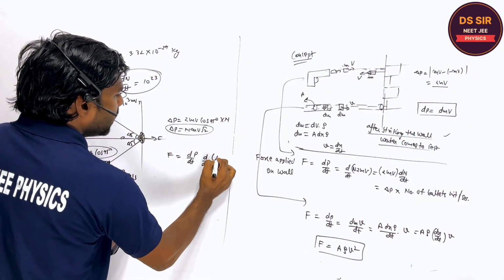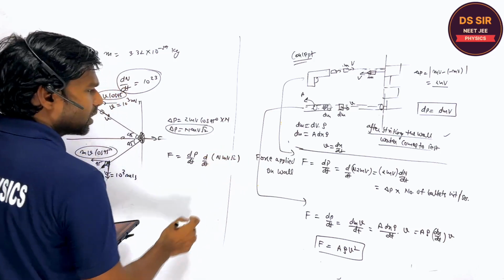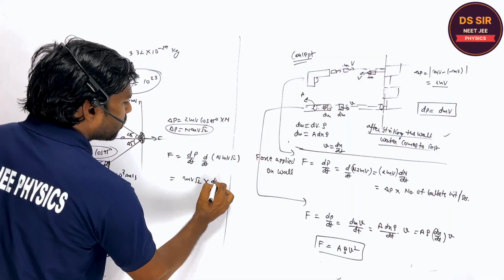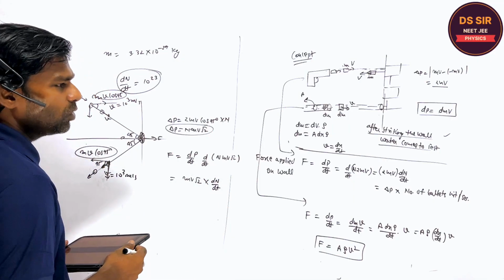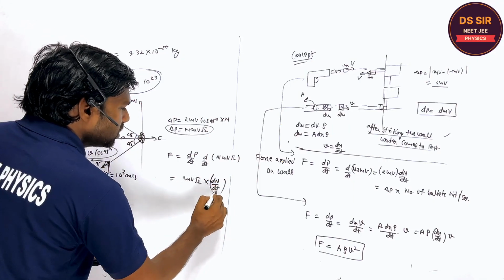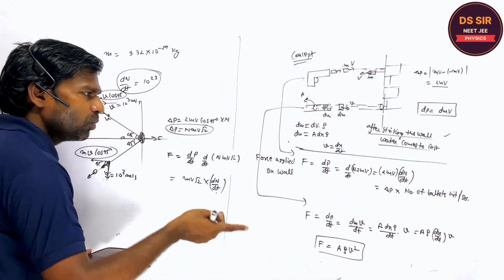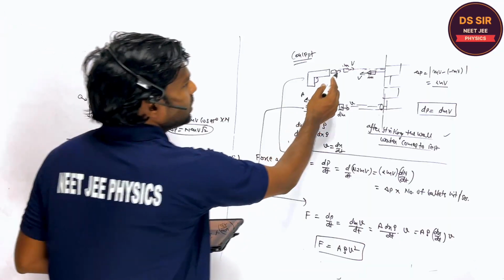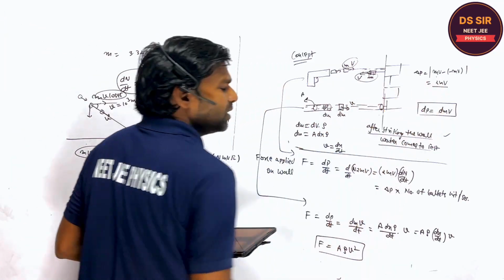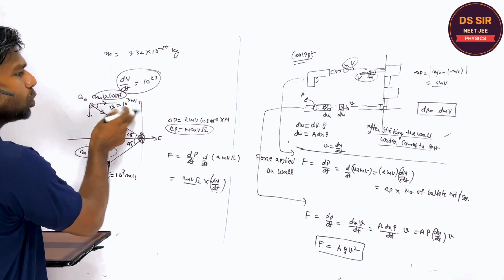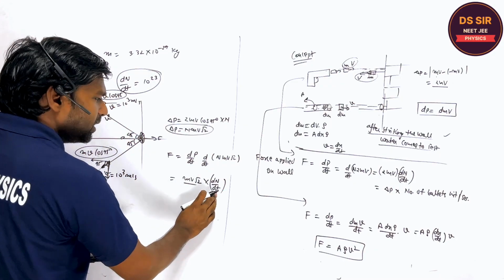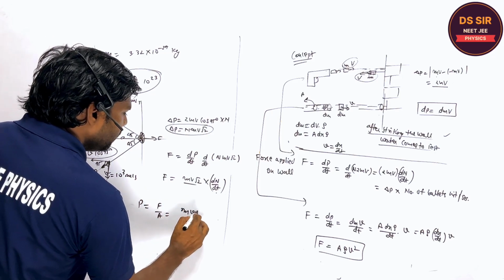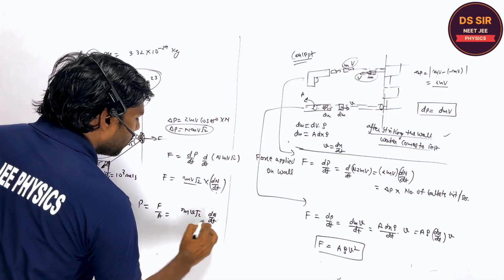So d upon dt, n into mv root 2, right? So mv root 2 will come out of the derivative and it becomes dn upon dt. So you have to remember this type of thing. This is dn upon dt, the number of bullets hitting per second multiplied by the change in momentum. In this case, the change in momentum was 2mv. In this case, the change in momentum is 2mv cos theta multiplied by dn upon dt. This is the force. So what is the pressure? Force upon area. So mv root 2 dn upon dt upon area A.